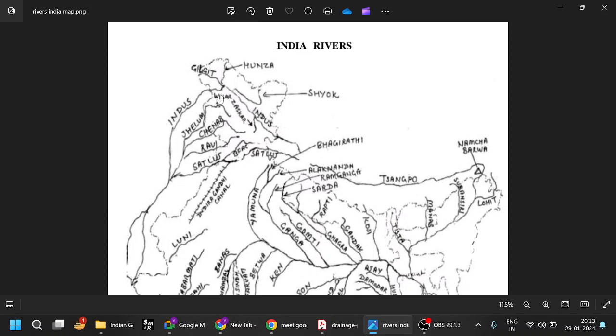Okay, and Wular Lake is quite famous. Wular Lake and Zanskar Ridge, etc. We've seen all that in physical geography. Here you have to remember Indus, Jhelum, Chenab, Ravi, Satluj, Beas. Okay, and it is originating at Bokhar Chu in the Kailash range.